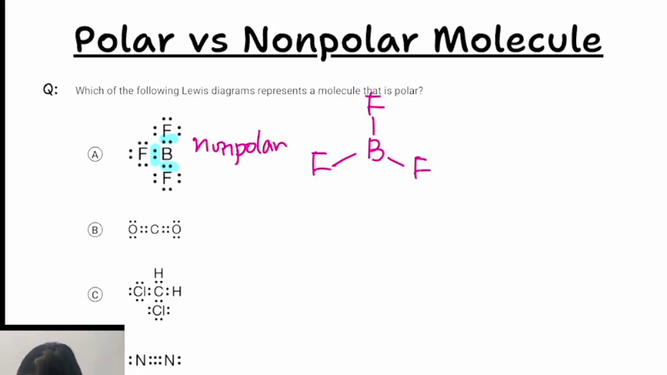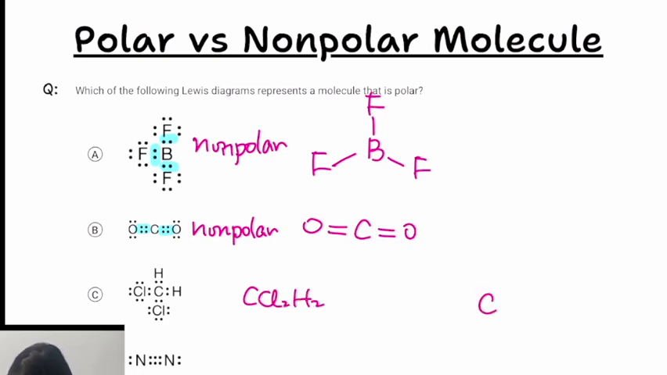And B, carbon dioxide. The central carbon has two electron pairs, so it's going to form that linear structure, and each of the bonds is the same, so it is going to be nonpolar as well.